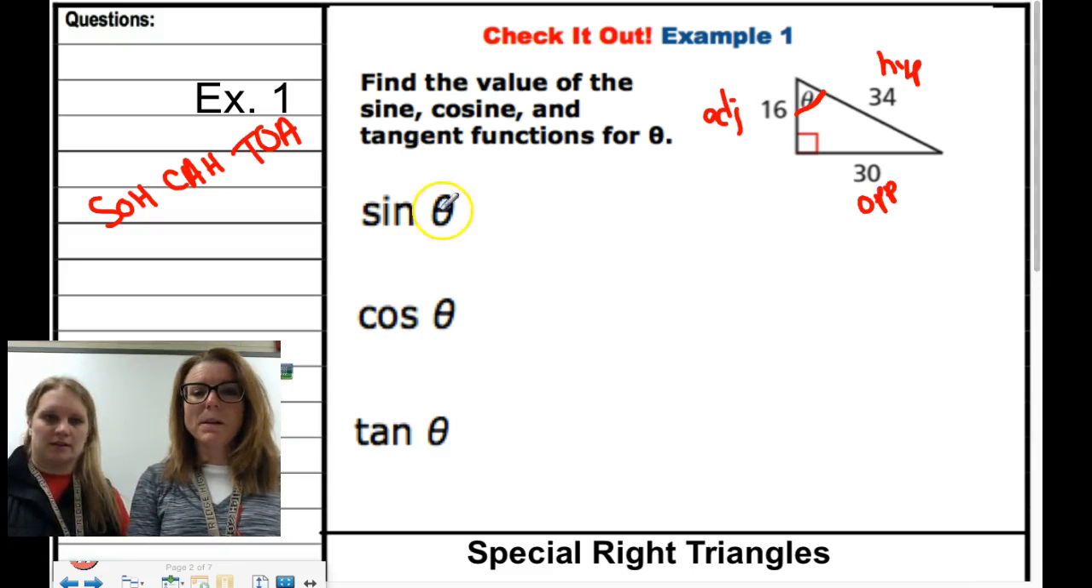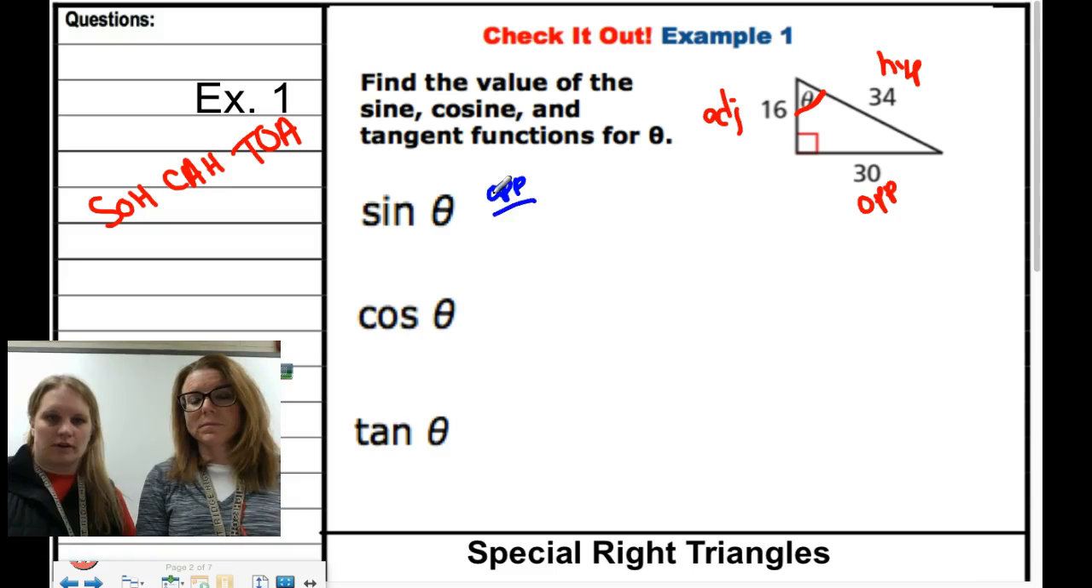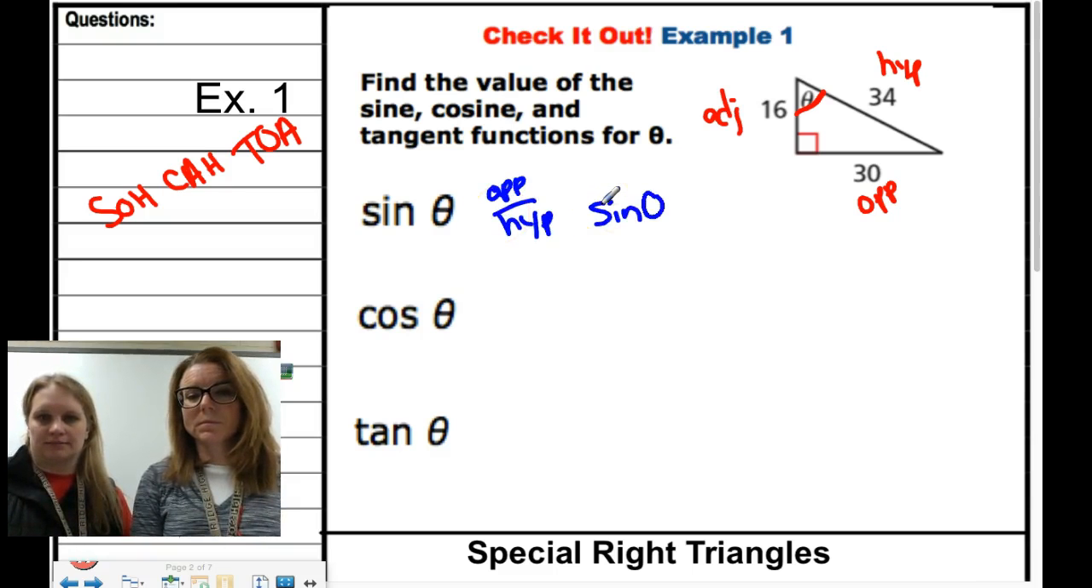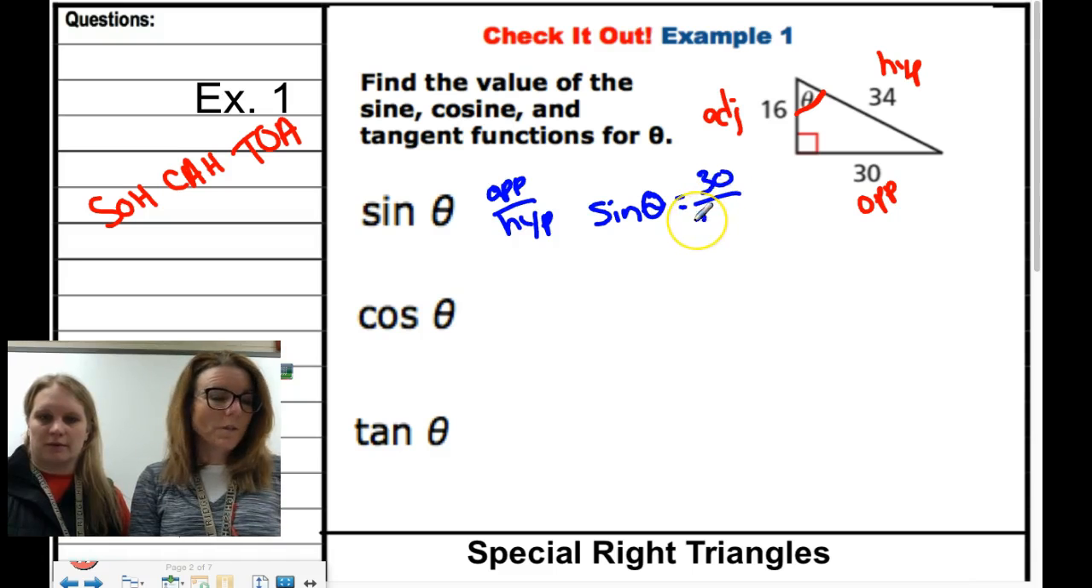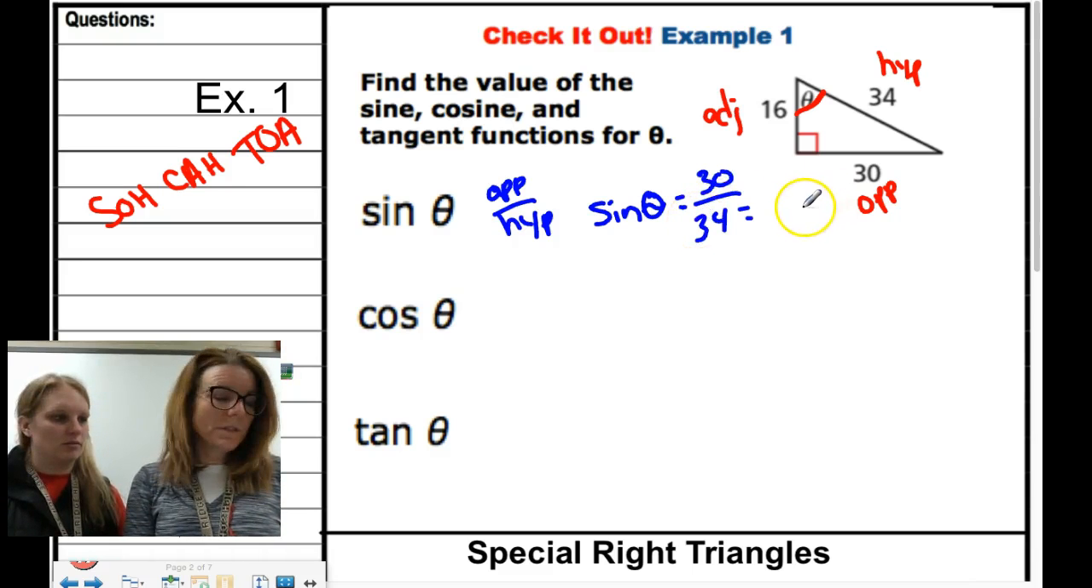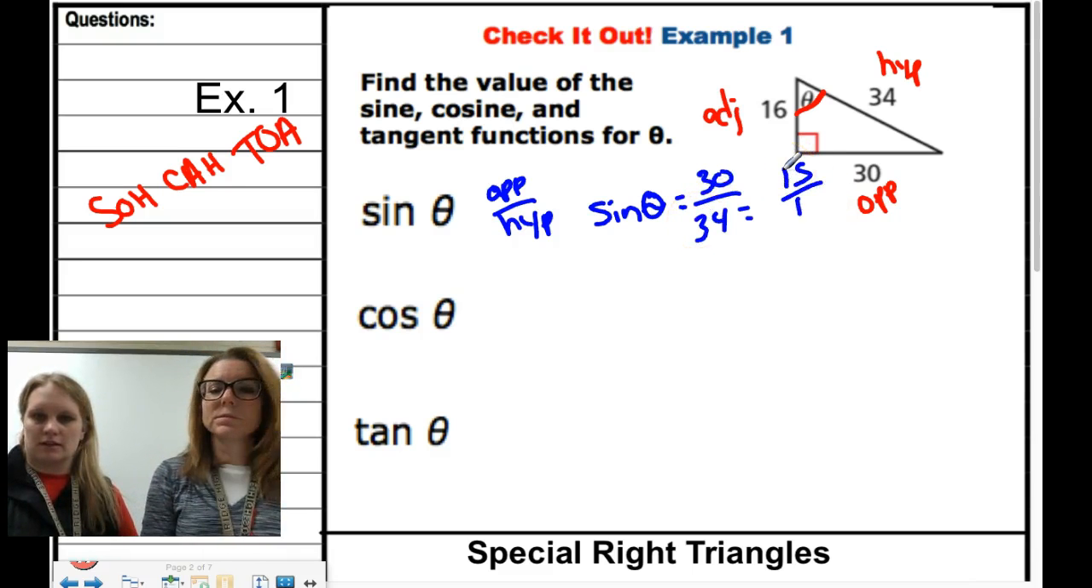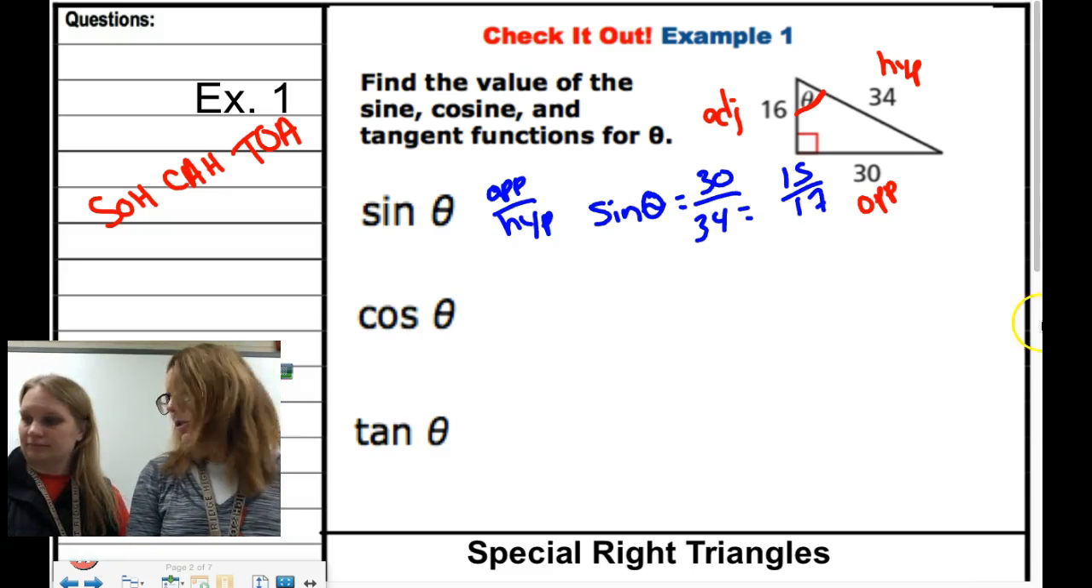So this one says sine, which is opposite over hypotenuse. So we have sine of theta equals our opposite, which is 30, over our hypotenuse, which is 34. And that reduces to 15/17. Do you want to circle that? Sure.